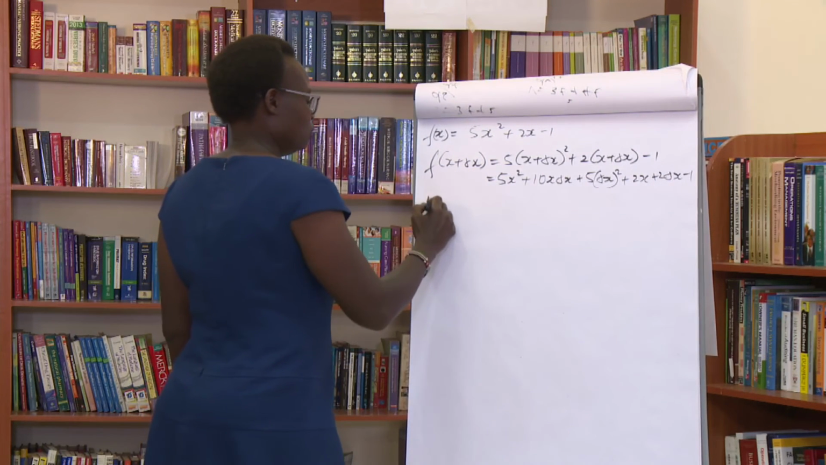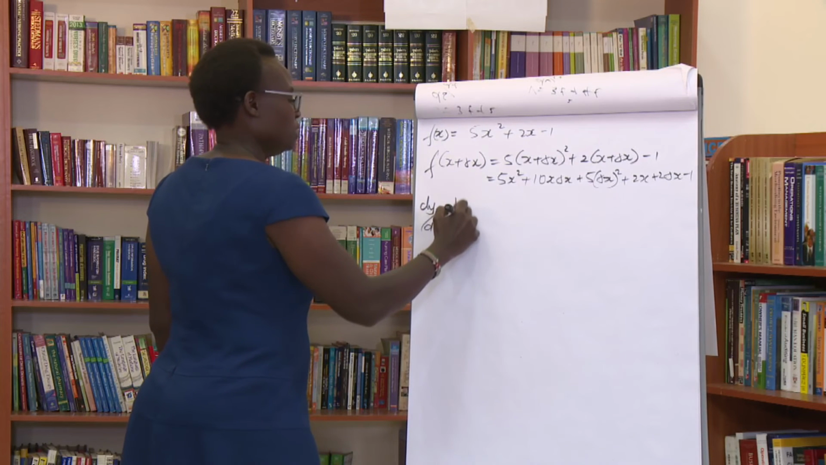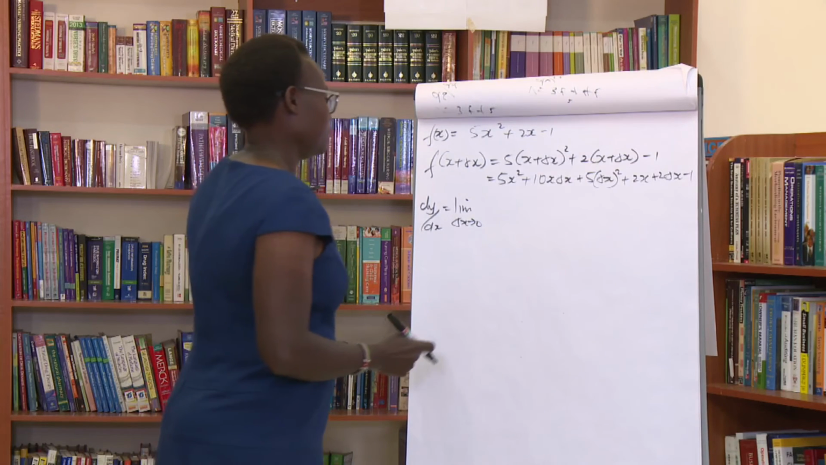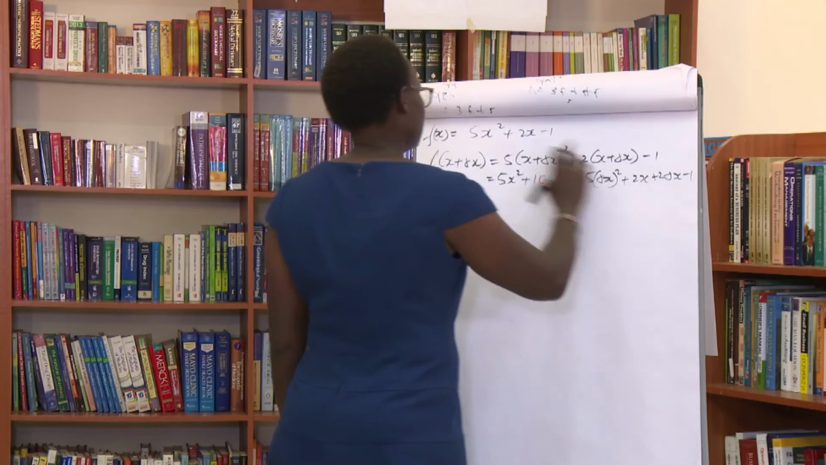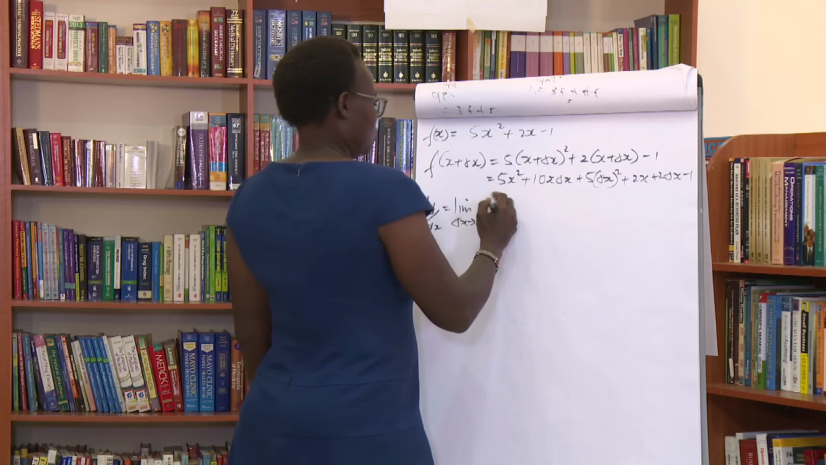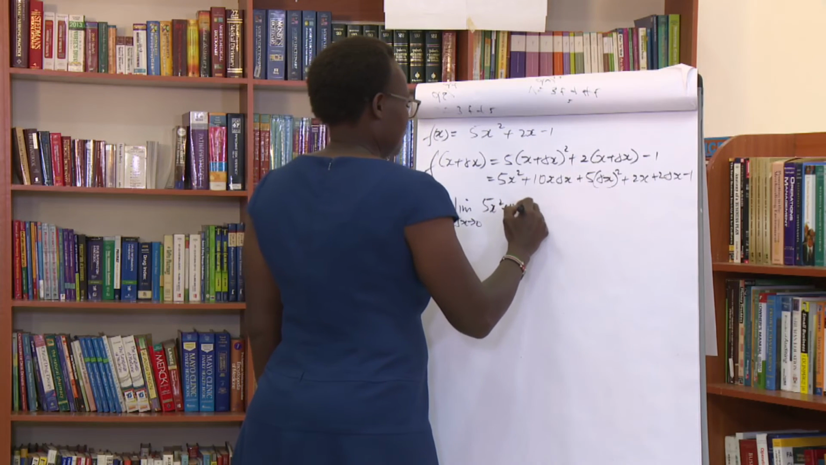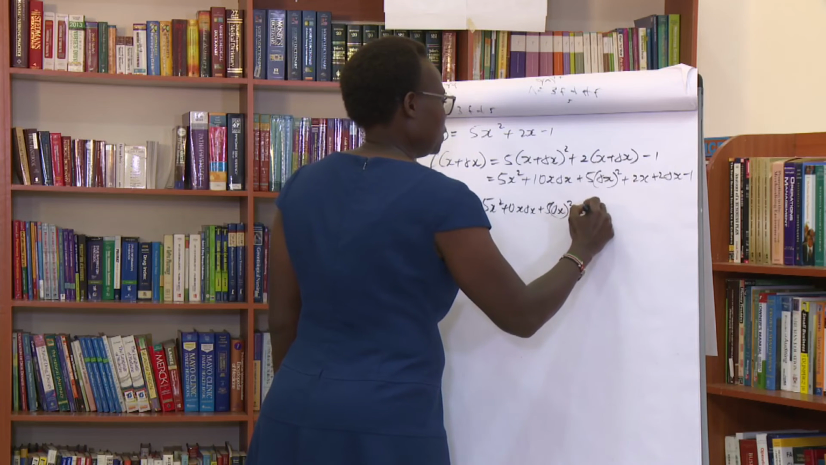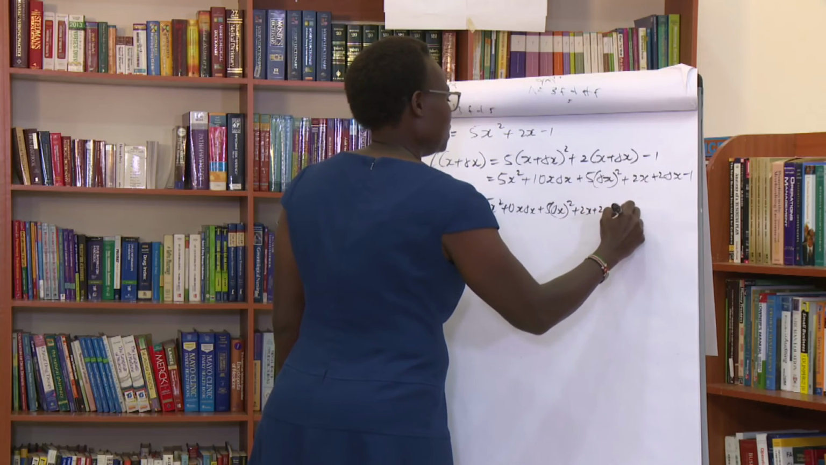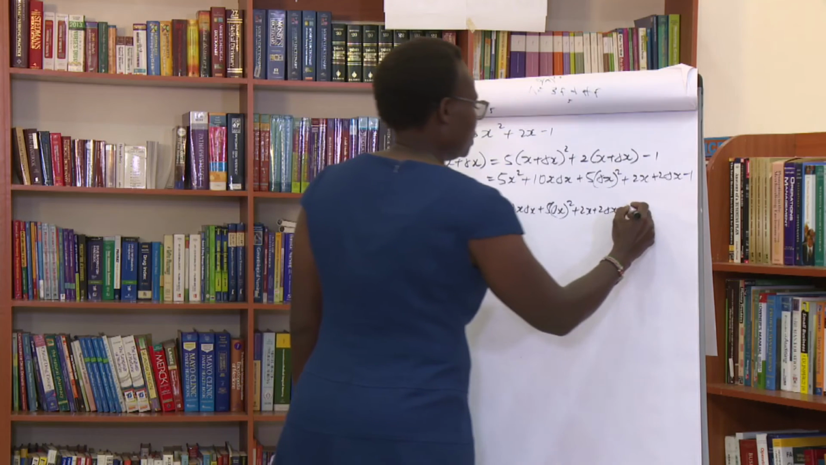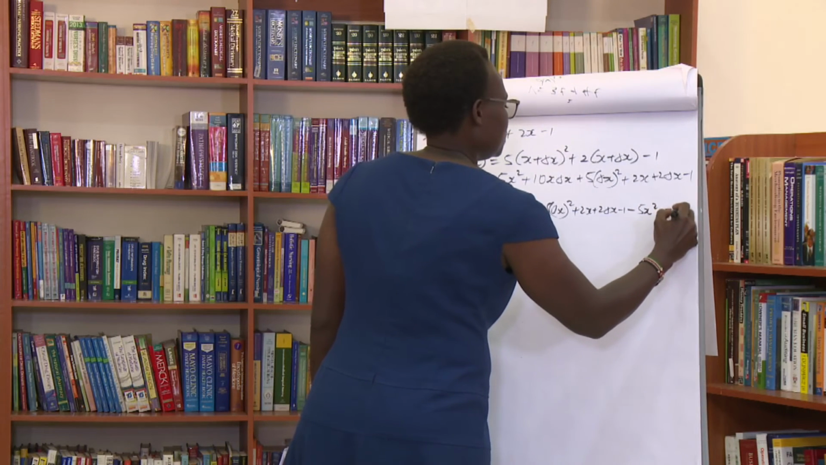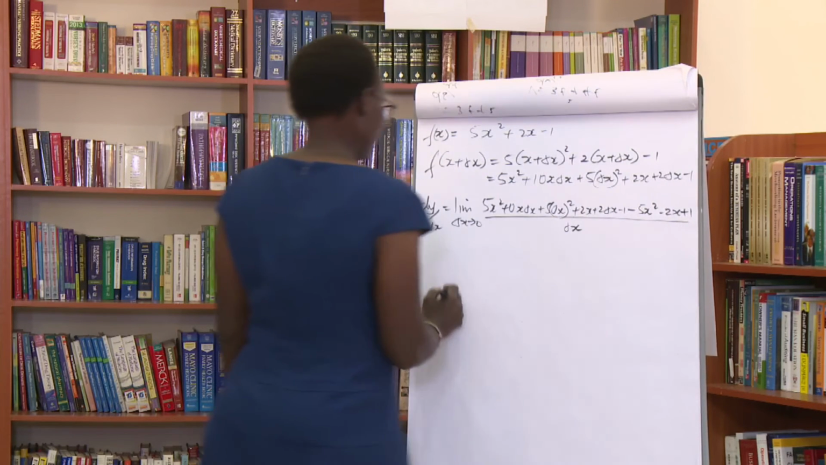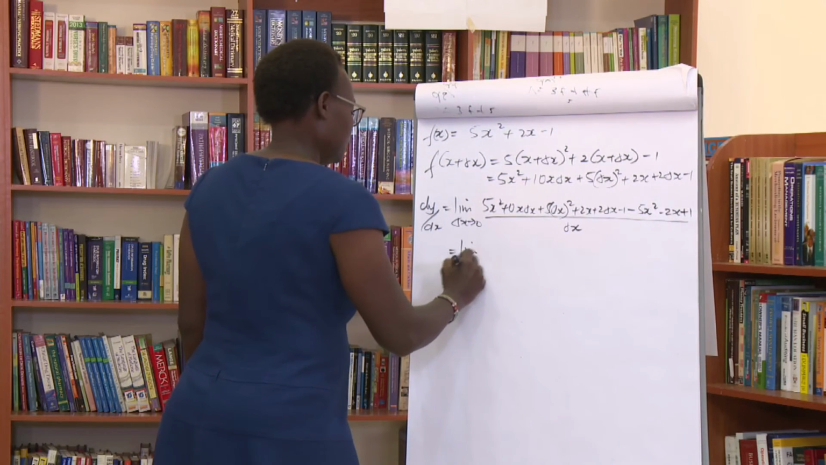And then we go to the definition. So this will give us limit as change in x tends towards 0. And then we have the whole of this, we subtract this. So 5x squared plus 10x change in x plus 5 change in x squared plus 2x plus 2 change in x minus 1. We are subtracting this, so that will give us minus 5x squared minus 2x plus 1, all over change in x.